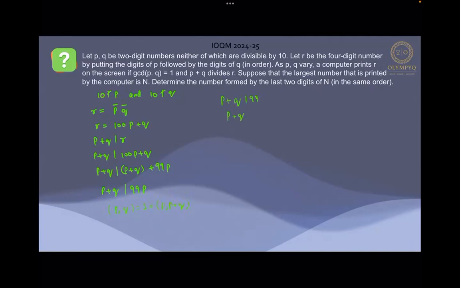So P plus Q is going to be less than or equal to 99. Now, if P plus Q is less than or equal to 99 and P and Q are both two-digit numbers, then we can start taking values. The first value will be 10 for P, and the value of Q we can take as 89. Now, this case is going to get rejected because 10 is not supposed to divide P and Q, and this has been mentioned over here. So this is rejected.